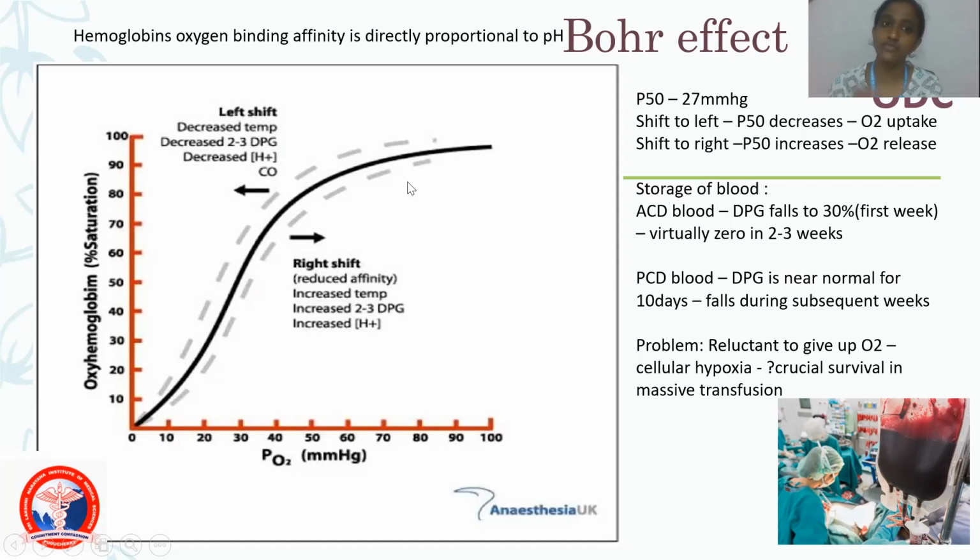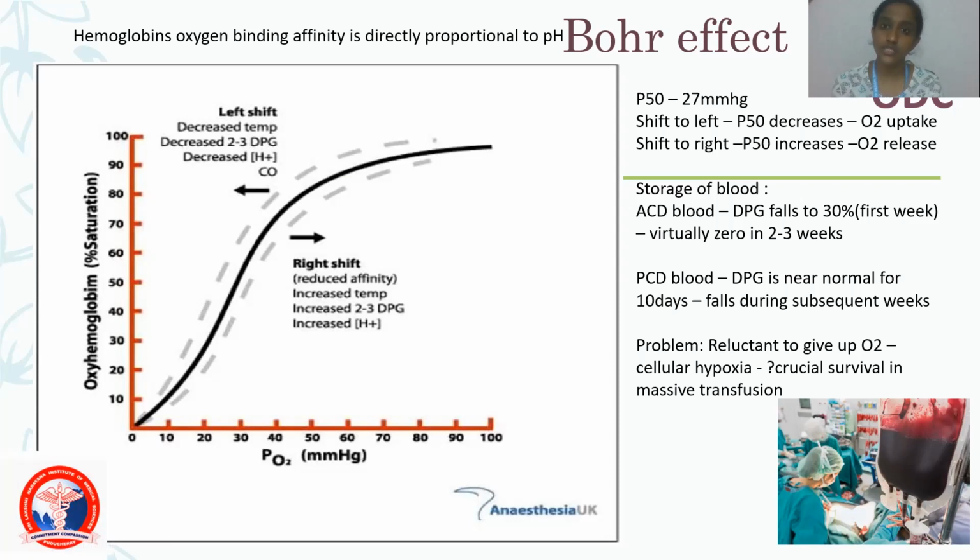So whenever we say there is a right shift, there will be more oxygen release. Whenever we say there is a left shift, there will be more oxygen uptake with a decrease in the oxygen release. So how does this affect us as anesthetists? We have to transfuse a larger amount of blood intraoperatively, whenever there is a huge amount of blood loss.